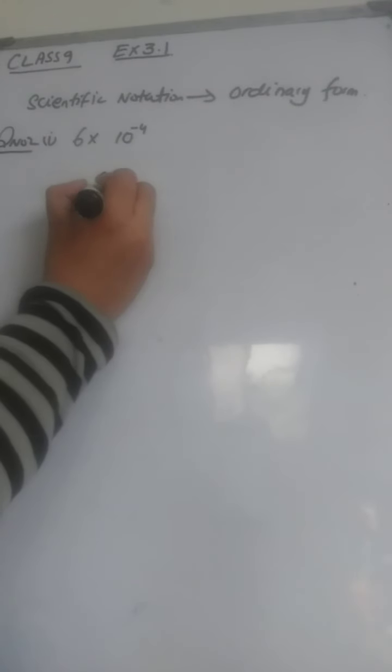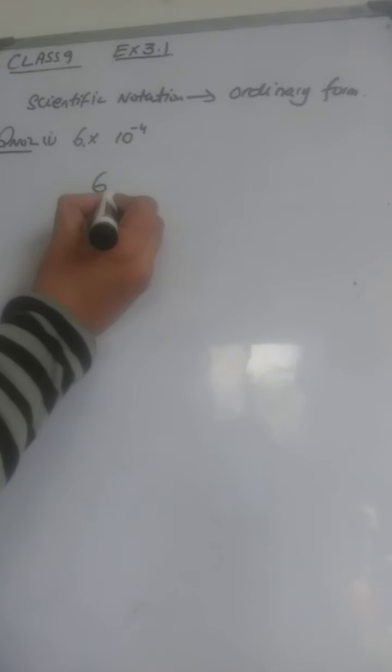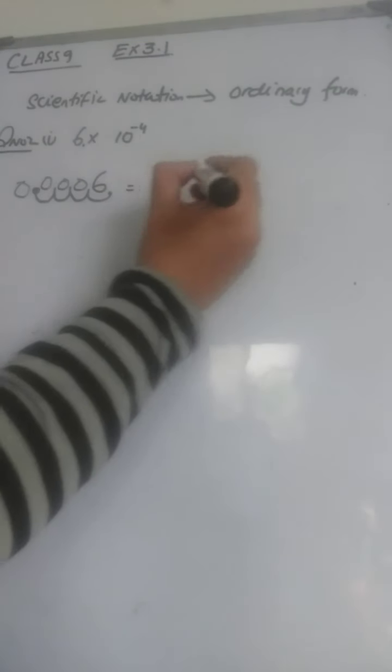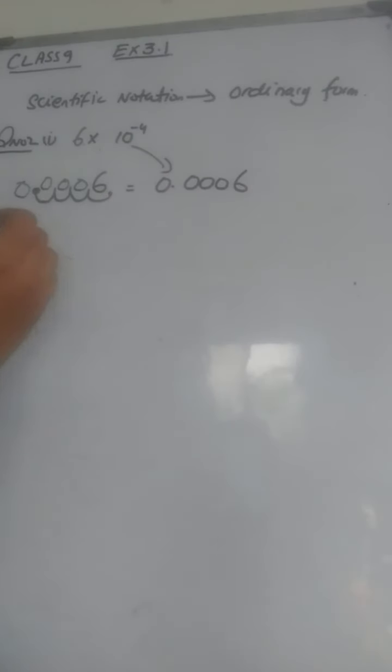So what you are going to do, the decimal, if you can't see any decimal over here, it means it is at the end of the number. So you are going to shift it 4 steps back. 1, 2, 3, 4. Okay, the decimal will be over here. Now fill the spaces with zeros, and this will be the ordinary form of this. So we have converted the number which was in scientific notation to its normal form.